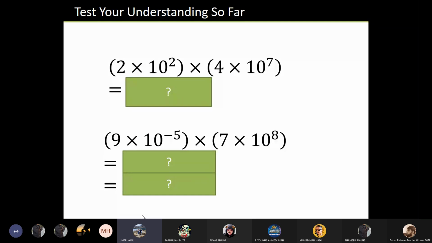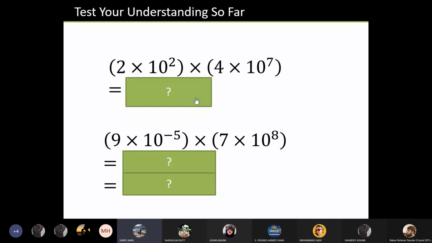Okay, correct. Next, another standard form is given. So 8 multiplied by 10 to the power of 9. That one was correct. So another standard form is given. First we'll multiply the first two numbers in the standard form, which will be 8 multiplied by 10 to the power of 9.